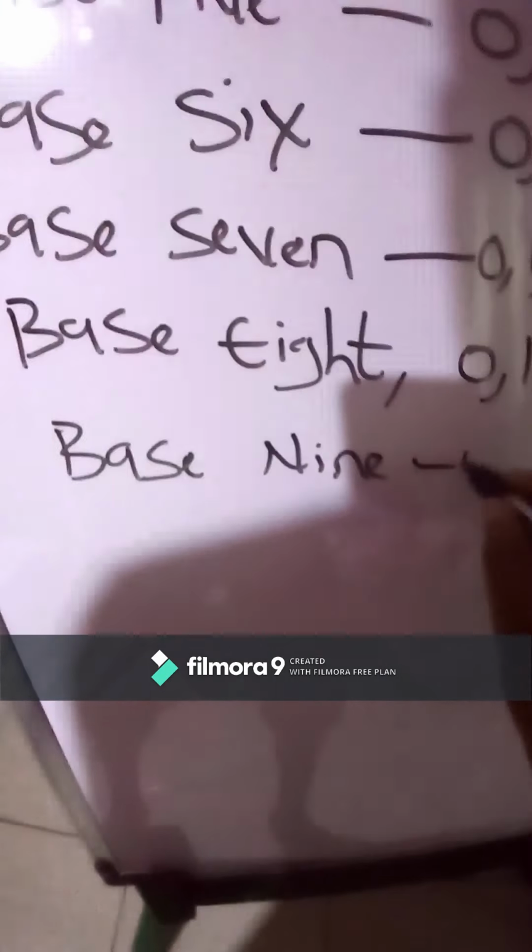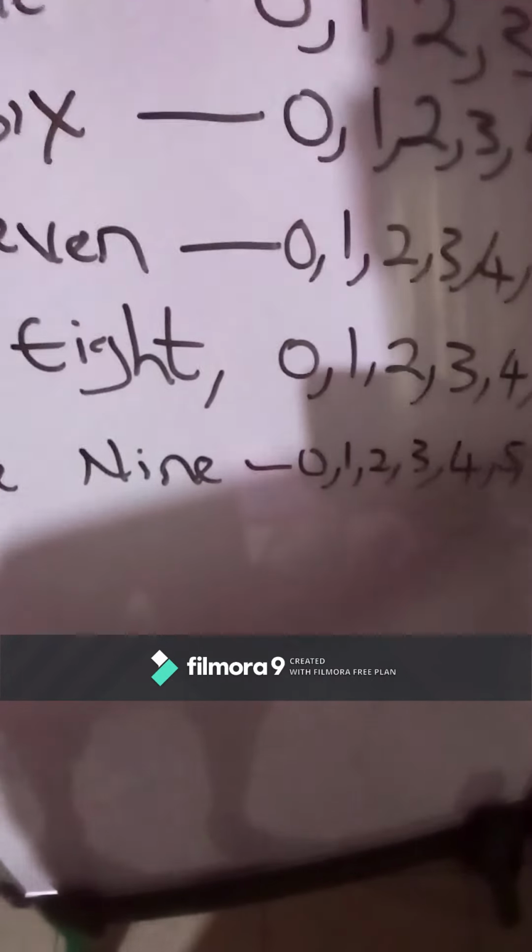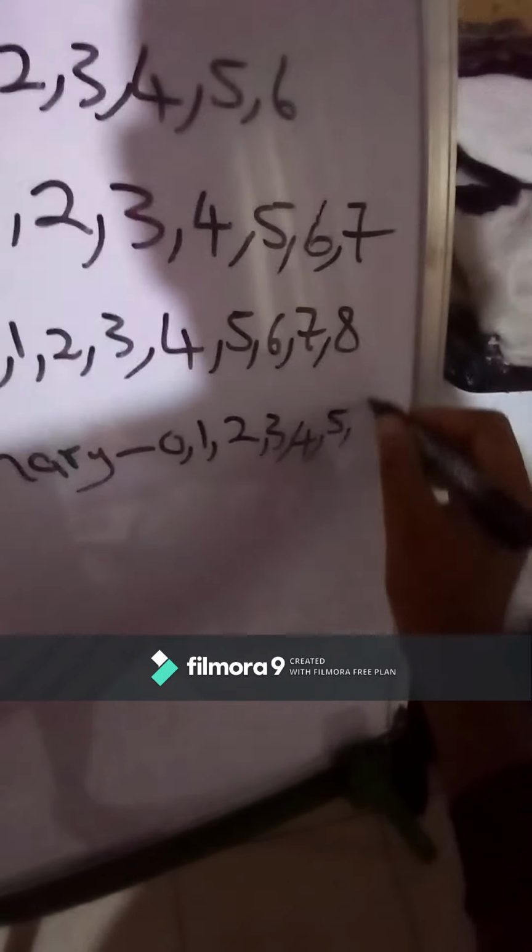Base 9, we'll be having 0, 1, 2, 3, 4, 5, 6, 7, 8. And finally, our number base 10, which is also called denary, you'll be having 0, 1, 2, 3, 4, 5, 6, 7, 8, and 9.